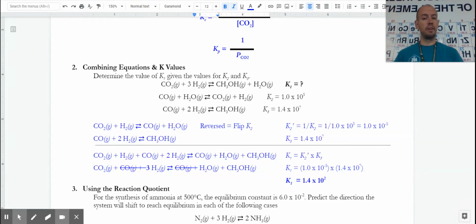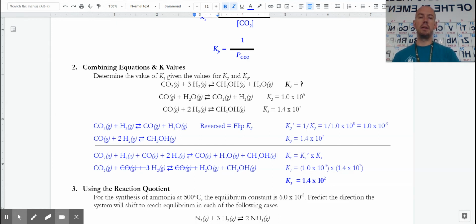A common thing for either free response or multiple choice, you'll definitely see this on multiple choice, is trying to find the K value of an unknown equation given Ks for other equations. When we're doing this, it's similar to a Hess's law situation where we are taking multiple equations and trying to combine them and get them to line up and match up to create our overall reaction. In doing so, things are canceling and we're still setting our products up over our reactants.